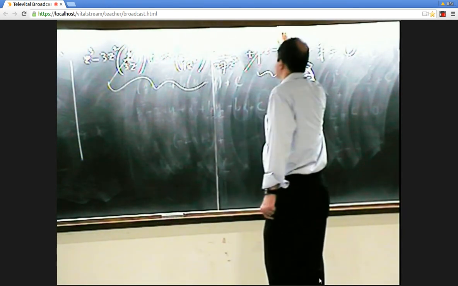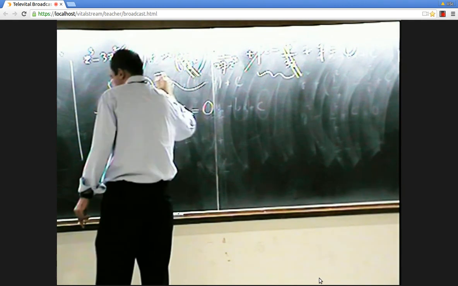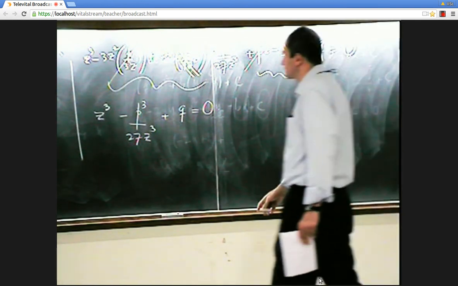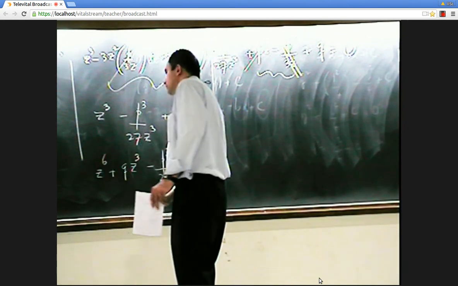Is this okay? Please take a look. These two go away. And so do these two terms. So z cubed minus p cubed by 27z cubed plus q equal to 0. Can we handle this? We can certainly handle this because I will write this as z to the 6 plus q z cubed minus p cubed by 27 equal to 0.